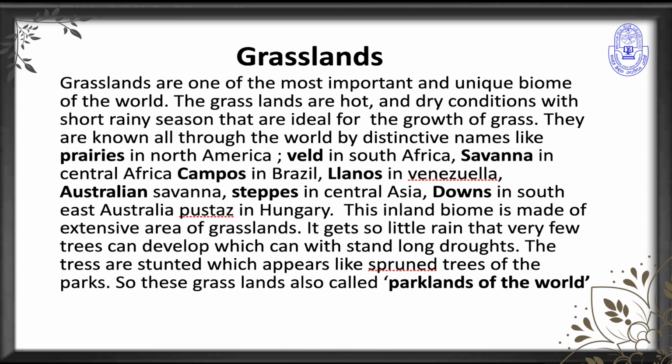This inland biome is made of a very extensive area of grassland. It gets so little rain that very few trees can develop which can withstand long droughts. The trees are stunted, which appear like scrub trees in the parks. So these grasslands are also called the parklands of the world.